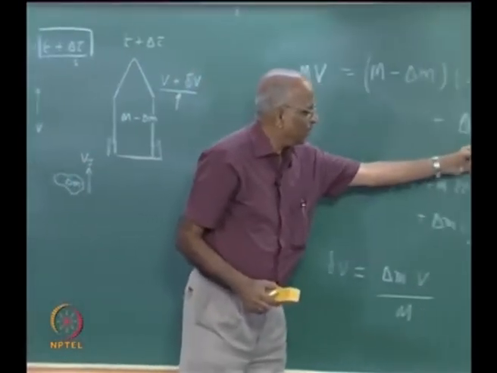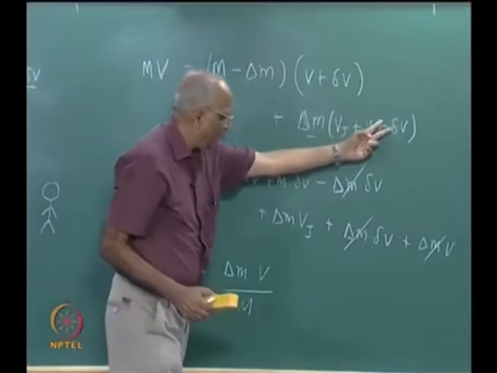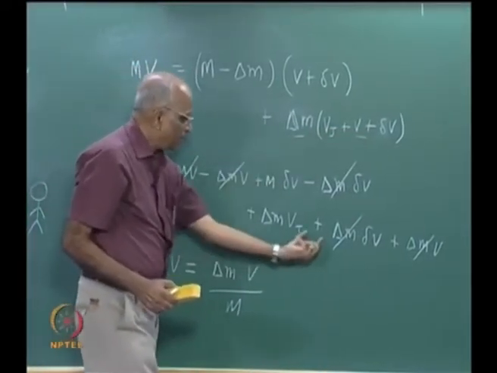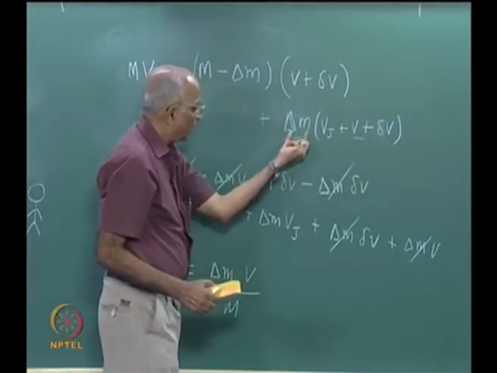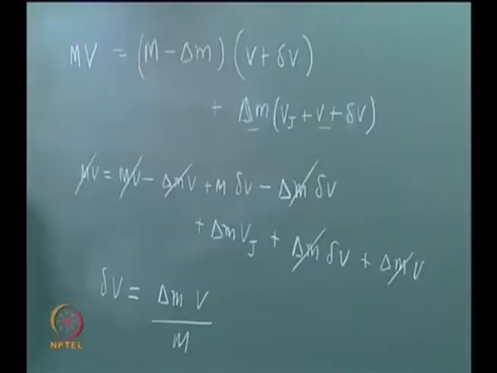See, I have three velocities here. I have v j, v and delta v. Therefore, I should have got delta m v j plus delta m delta v, which I wrote. I had skipped this portion, and now I get delta m into v over here. Is it all right?